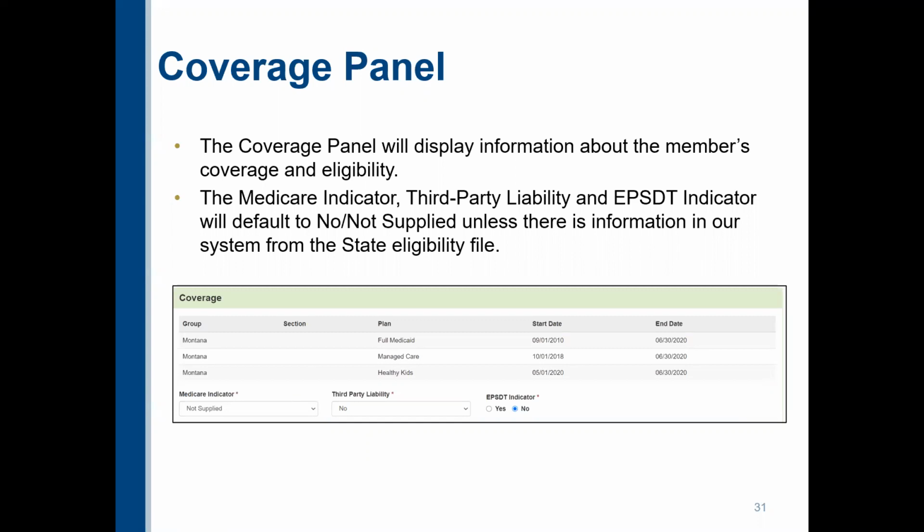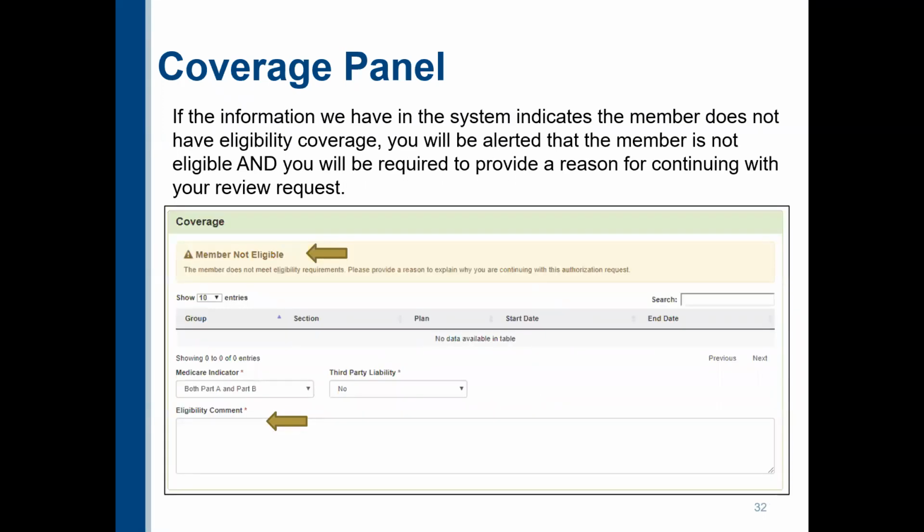Next panel is the Coverage panel. The Coverage panel will display information about the member's coverage and eligibility. You can see the Medicare indicator, third-party liability, and the EPSDT indicator default to no or not supplied unless there's information in our system from the state eligibility file that indicates otherwise. If within our system it indicates that the member does not have eligibility coverage, you'll be alerted by this yellow banner that the member is not eligible, and then you'll be required to provide a reason for why you're continuing your review request.